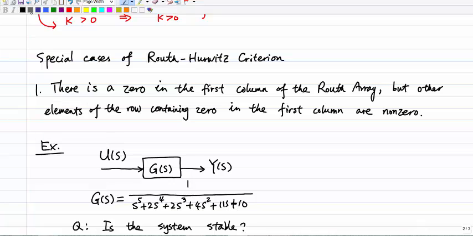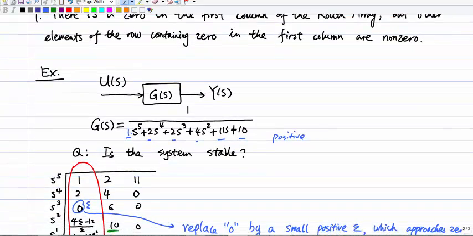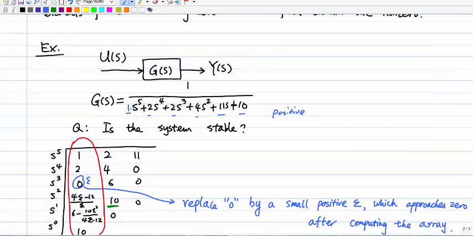So first of all, if you look at the coefficients, they are 1, 2, 2, 4, 11, 10. Yeah, they are all positive. So we cannot say anything concrete about stability by only checking the sign of the coefficients. Okay, we should keep on going. We should check the Routh array. Now let's build a Routh array.